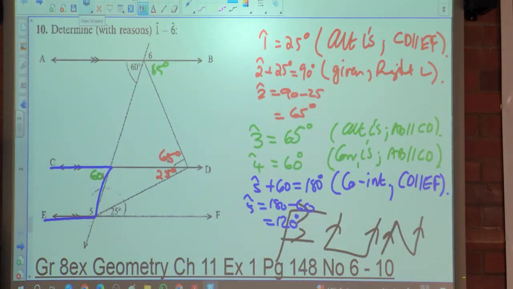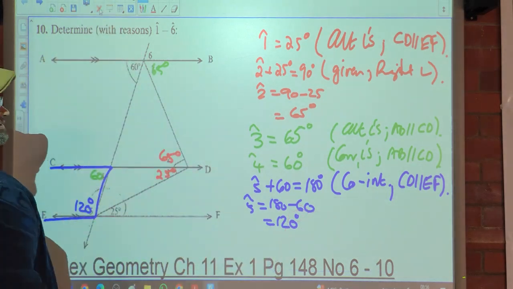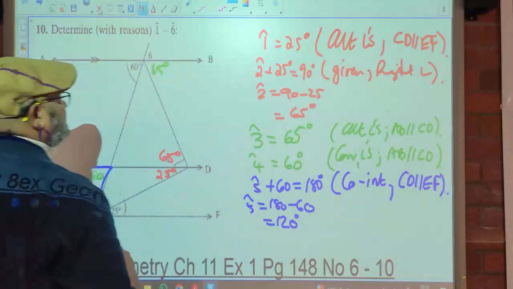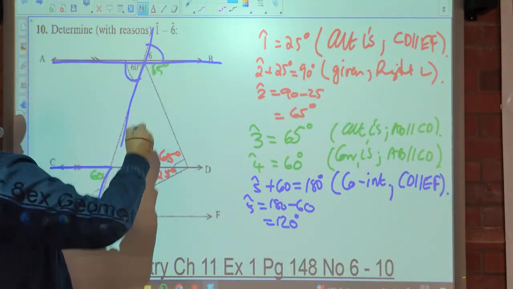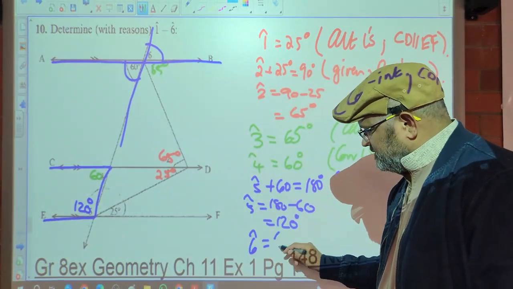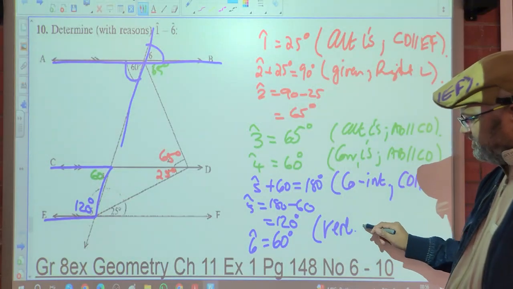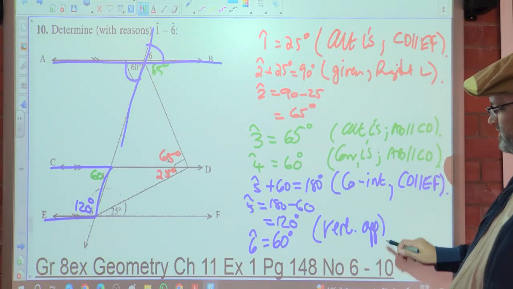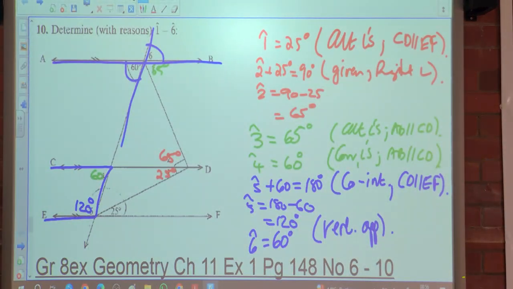Okay. Then angle 6 is 60 degrees, vertically opposite. And there we go. Okay.